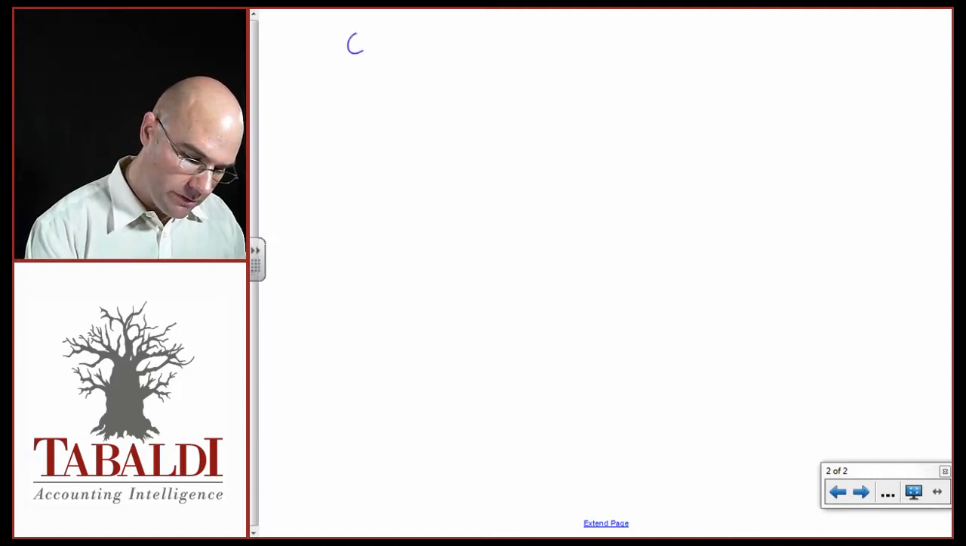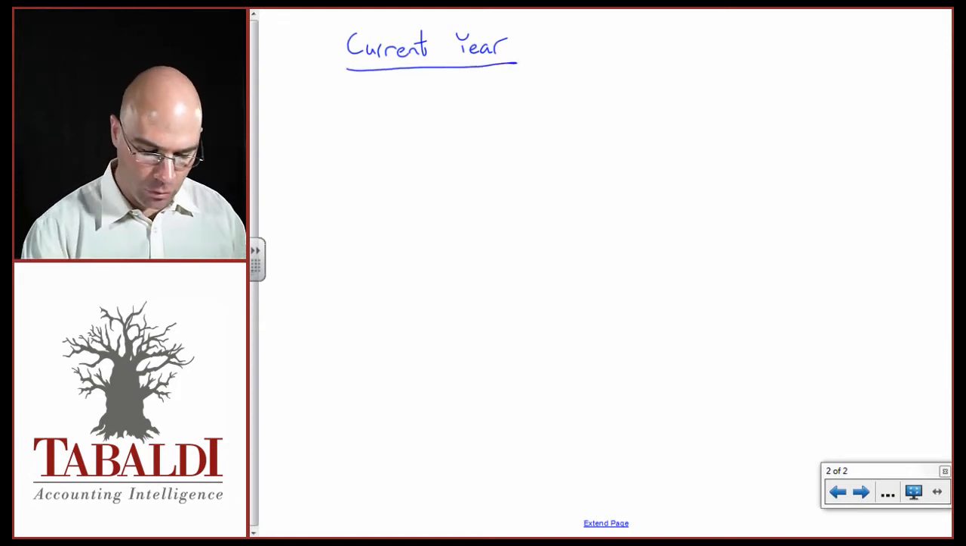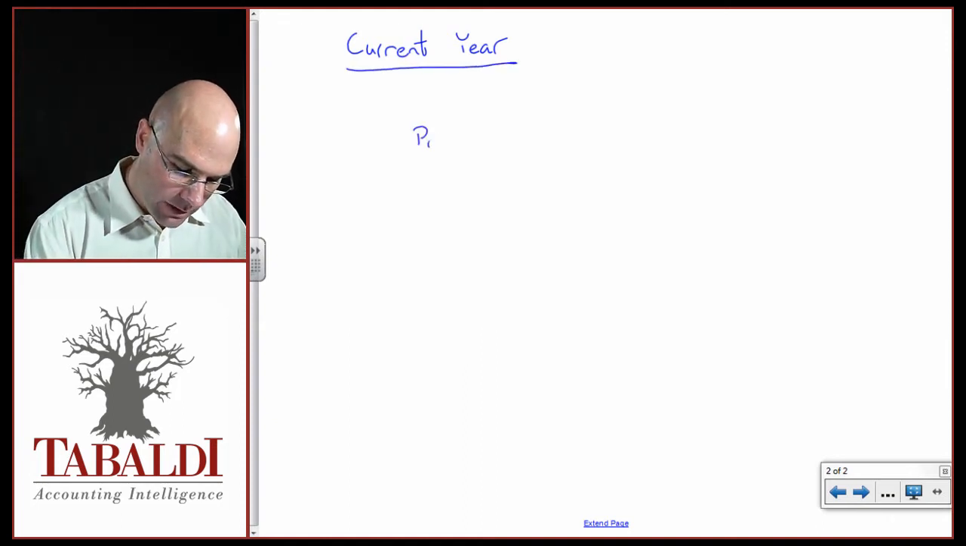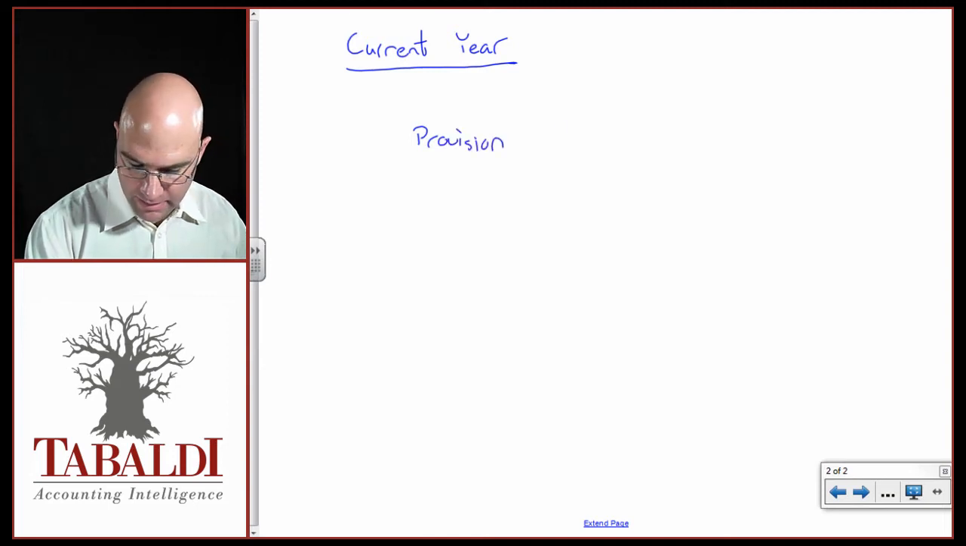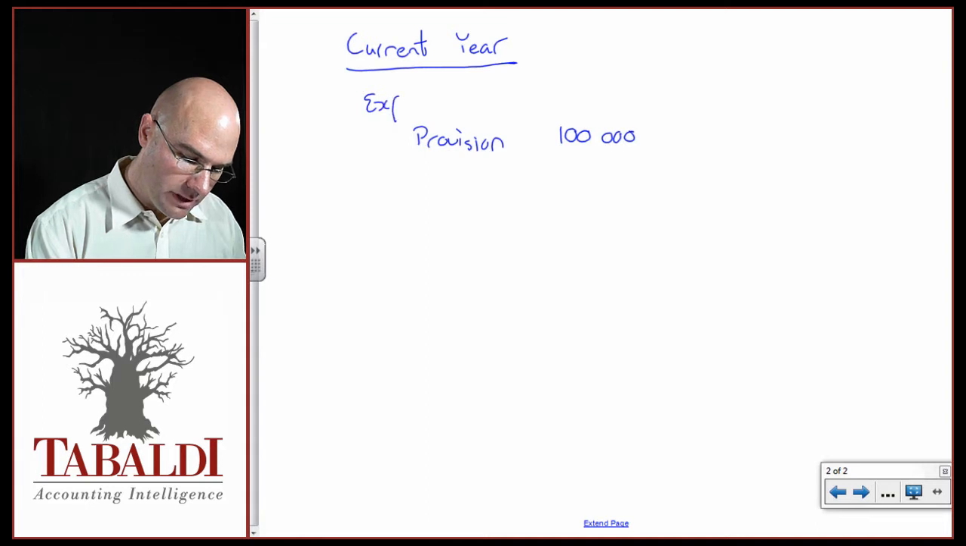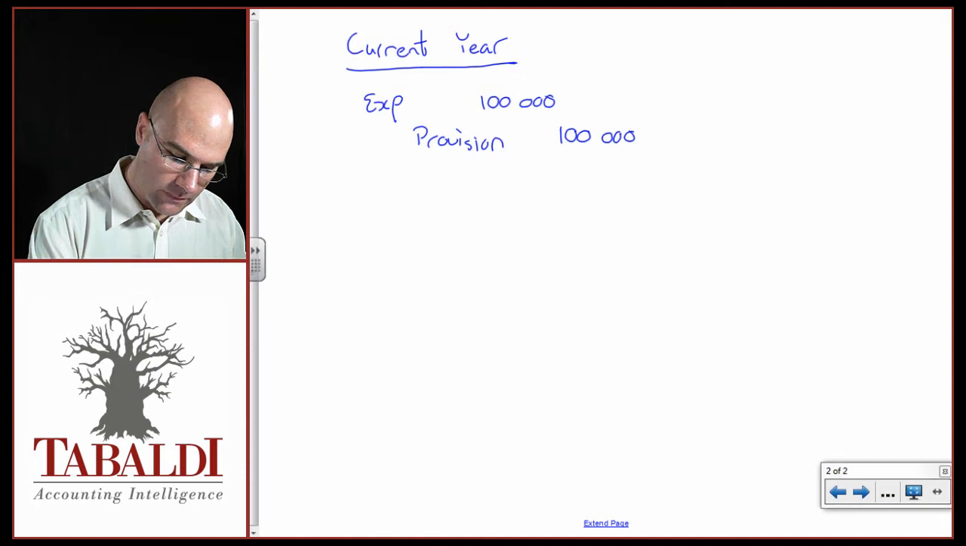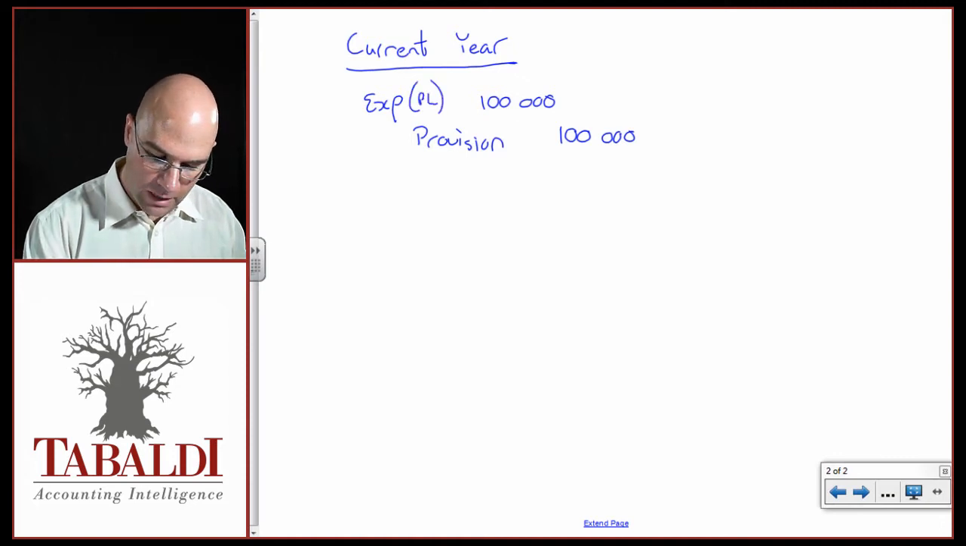So the current year provision: at the end of the current year, we provide for, let's say, 100,000 Rand worth of provision for leave pay. So we're going to raise 100,000, credit the provision, and debit the expense, whether it be salaries, of 100,000. So that's a P&L, and that's a statement of financial position account.